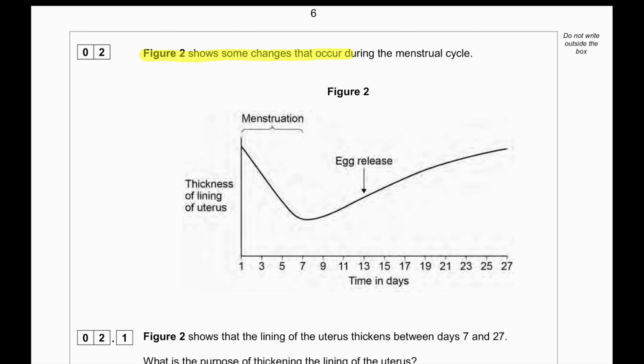Figure 2 shows some changes that occur during the menstrual cycle. We can see the process of menstruation. The lining of the uterus is shedding up until day 7 because the thickness of the lining of the uterus is decreasing.